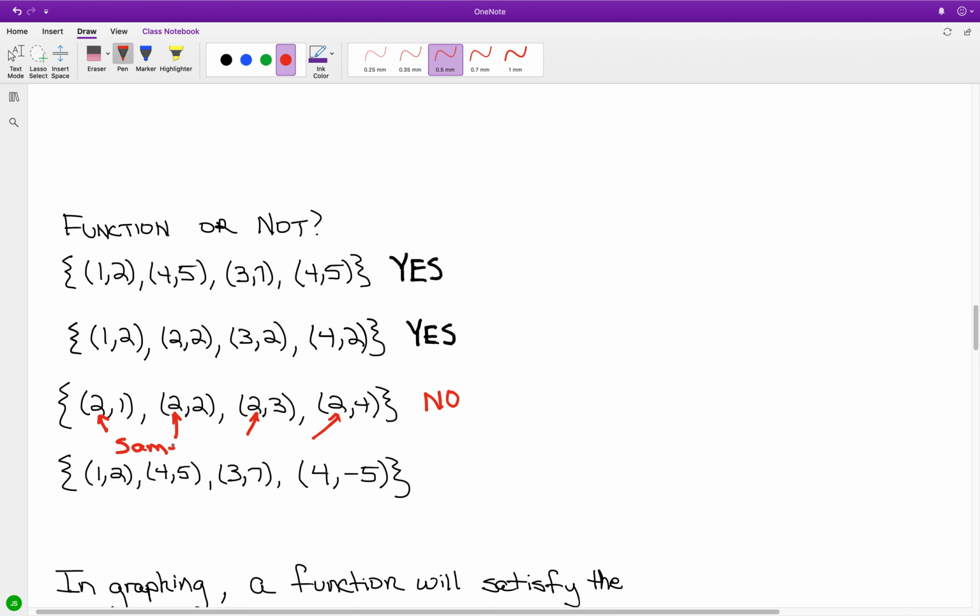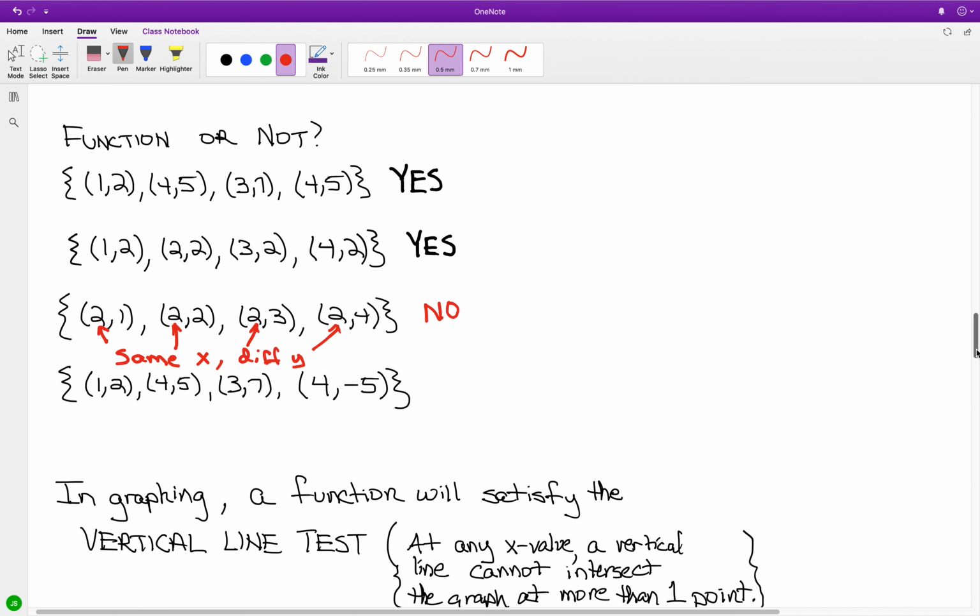Guess what? Out of these, you have the same x value but different y terms. So this is not a function. And in the case of the last set of ordered pairs listed, we have (1, 2), (3, 7), and (4, -5).